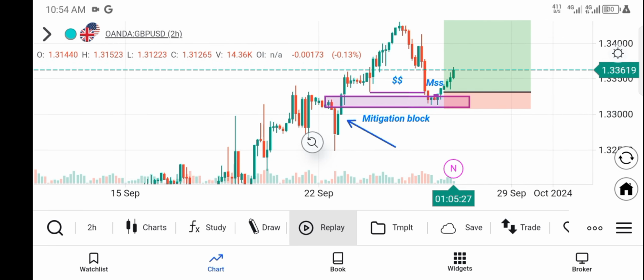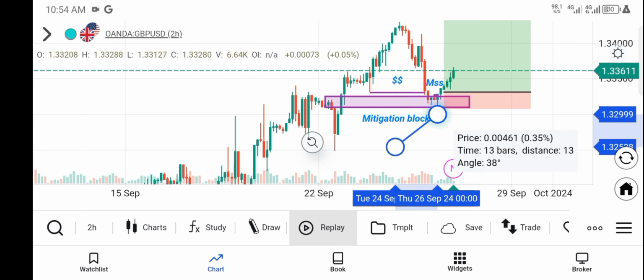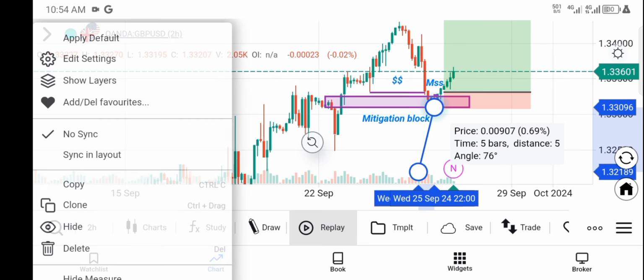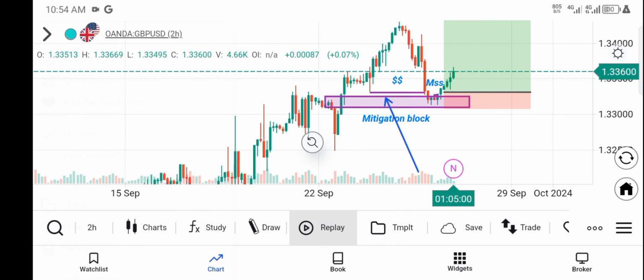Let me see if I can adjust it. I saw this rejection here, all those rejections, and it was happening right in the mitigation block close to a fair value gap. So this was a good setup that was complying with most of my checklists on the mitigation block entry. And you can see here where I pointed out this particular place, that was a liquidity sweep. So liquidity was swept and it reacted to the mitigation block, so it was more interesting here.